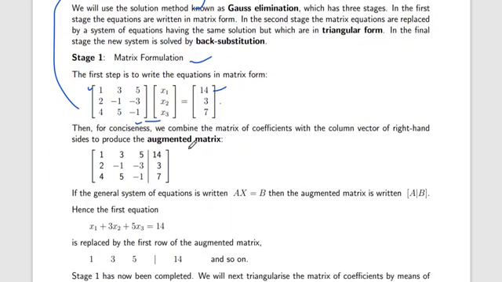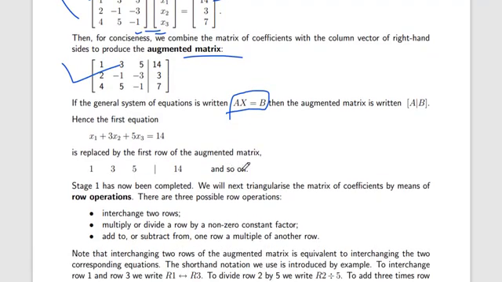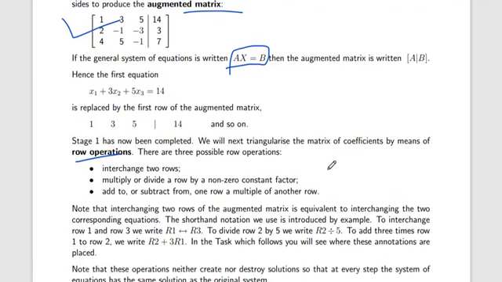Okay, now we have to make the augmented matrix. What is an augmented matrix? We remove x1, x2, and x3 and keep 14, 3, and 7. Okay, this is the augmented matrix, which is also called the AX equals B form. Now our second step is row operation. There are 3 operations which we use to make this an upper triangle matrix. This is called row operation, not column.